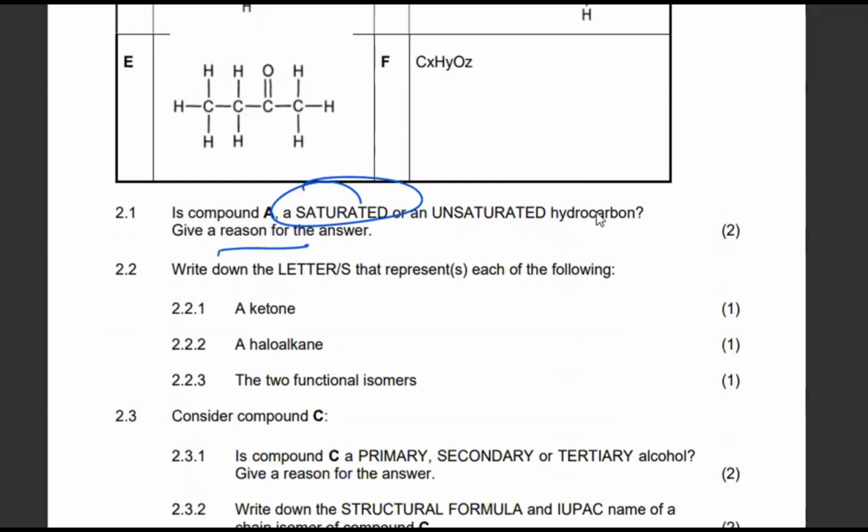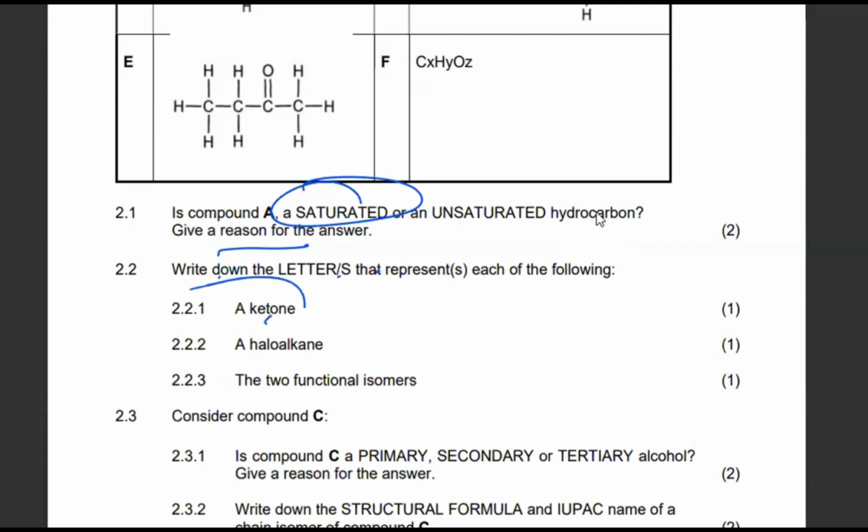It has only single bonds between carbon atoms. When you don't say it has single bonds, no, you have to say it has single bonds between carbon atoms. So that word between is supposed to be there, so that you're able to get the mark for the reasoning.